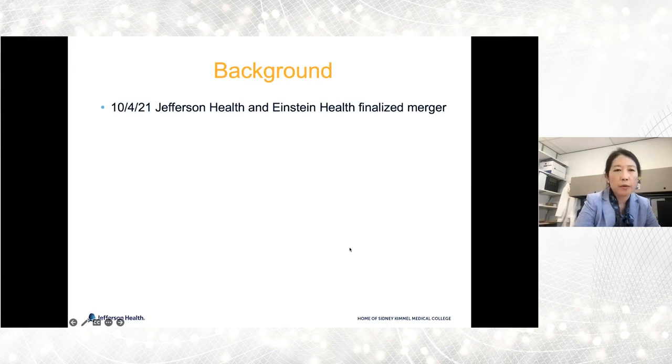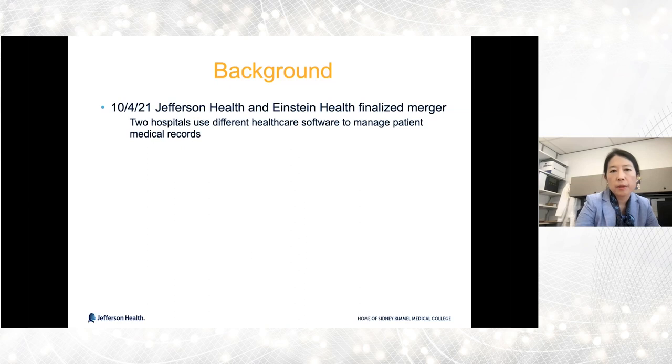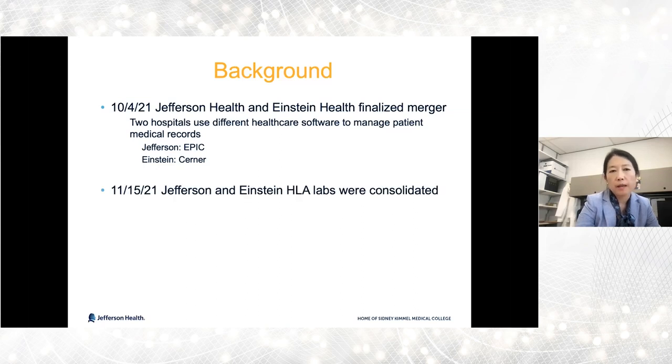On October 4th, 2021, Jefferson Health and Einstein Health finalized a merger. Just keep in mind, these two hospitals actually use different healthcare software to manage patient medical records. Jefferson used Epic, Einstein used Cerner. So as part of the hospital integration plan, on November 15, 2021, the Jefferson and Einstein HLA labs were consolidated. So two HLA labs combined to become one HLA lab.